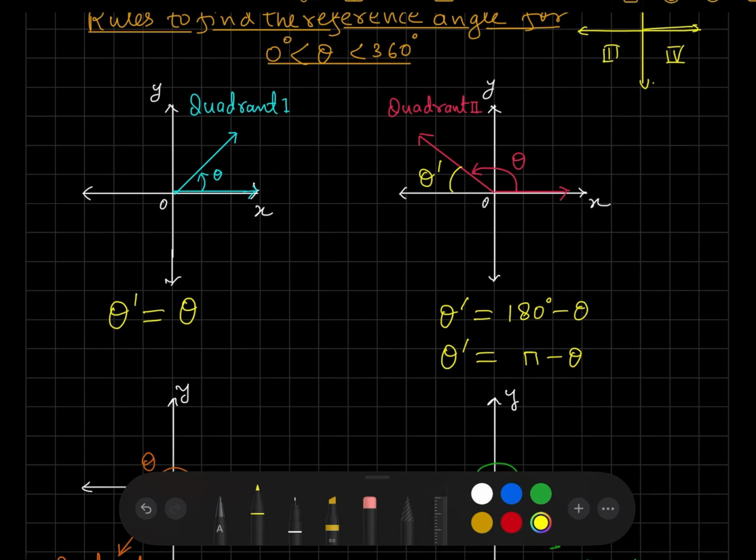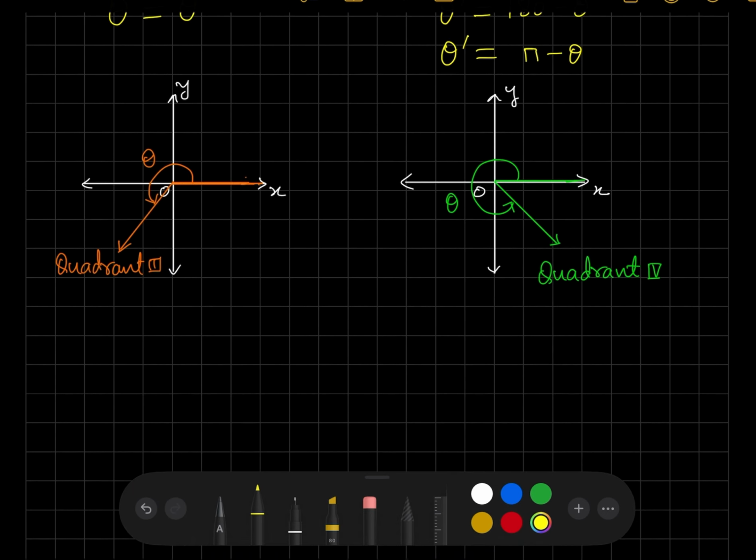Next, if my non-quadrantal angle lies in the third quadrant, then my theta prime would be just this. How can I find this? In the third quadrant, theta prime equals theta minus 180 degrees, or in radians, theta prime equals theta minus pi.